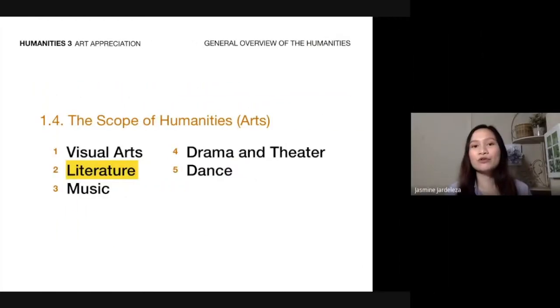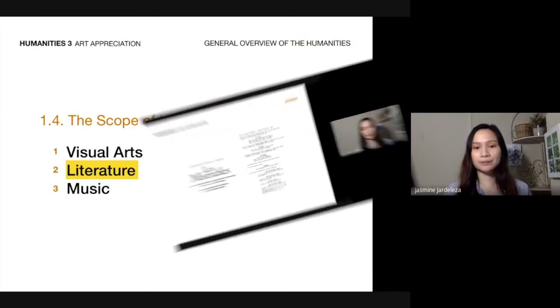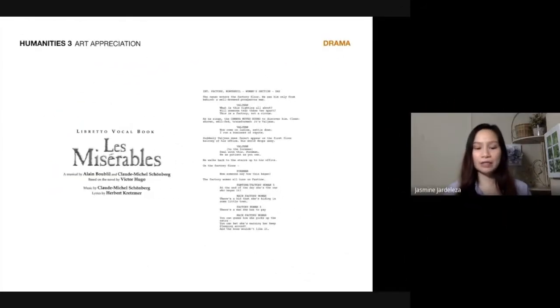Let us now move on to another form of art, literature. Literature is the art of combining spoken or written words and their meanings into forms which have artistic and emotional appeal. Under literature, we have drama, or a story recreated by actors on a stage in front of an audience.